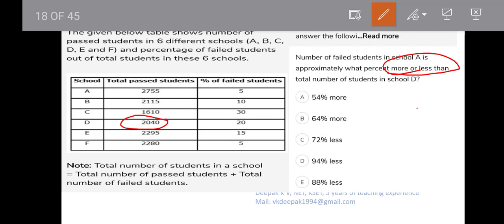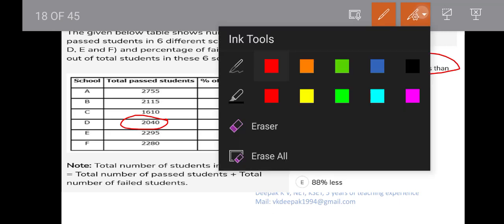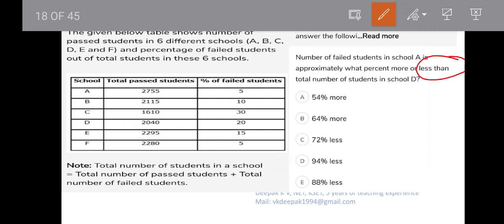So in this case, in 2000, the failed number is just 5%, and obviously even though it is 5 by 95, it will not be more than 2040. So the failed number of the A is obviously less than. What is the formula of less than? It is the difference divided by more than, correct? Difference divided by more than into 100. They have asked approximately what percent, so I am multiplying by 100 because they have asked what percentage.